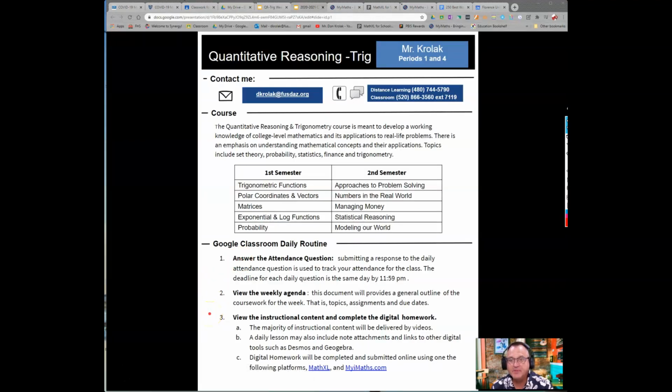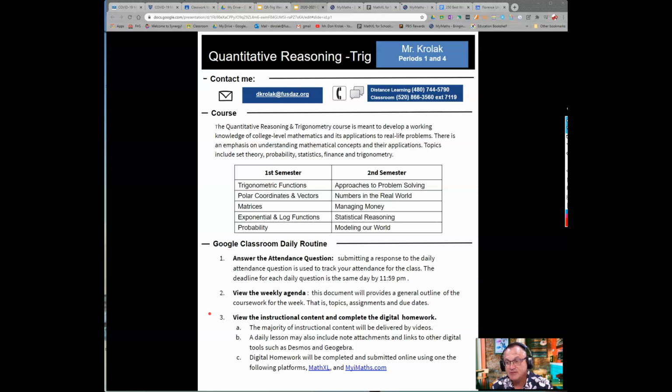All right, so for a particular day, there'll be instructional content. That's the lesson, basically, and that'll be delivered in the form of a video. Included with that lesson, there may be handouts, or Google Docs, Google Slides, PowerPoint presentations along those lines, links to online resources such as Desmos and GeoGebra that are used to help you understand the concepts being taught that day.